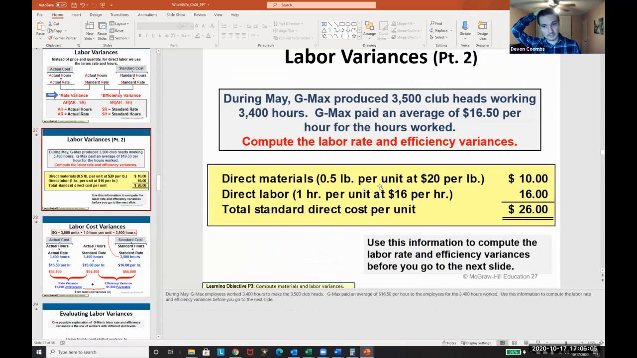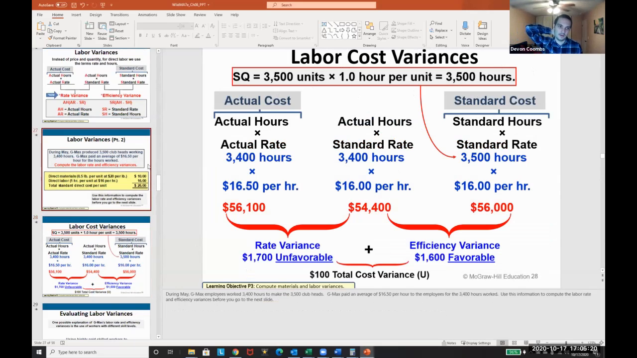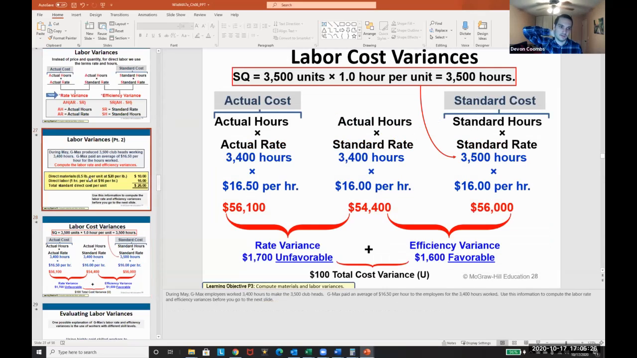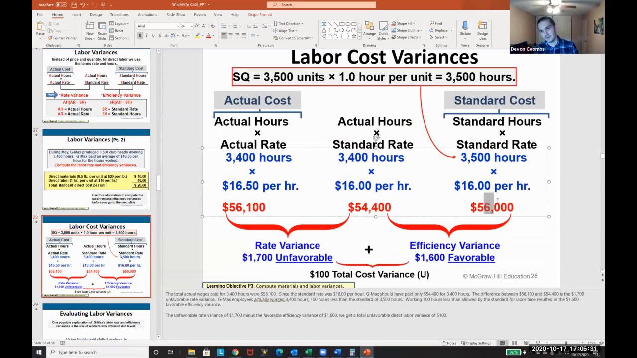What should our standard have been? Our standard should have been here, 1 hour per unit for $16 per hour. How many units did we have? Our standard quantity is 3,500. We made 3,500 units. That's here. 1 hour per unit, that's 3,500 hours. And our standard rate was $16 an hour. That's here, $16. So it should have been $56,000. The question here is, we're $100 off, right? Total cost variance. We spent $100 more than we expected to spend. So that $100 leads to an unfavorable cost variance.